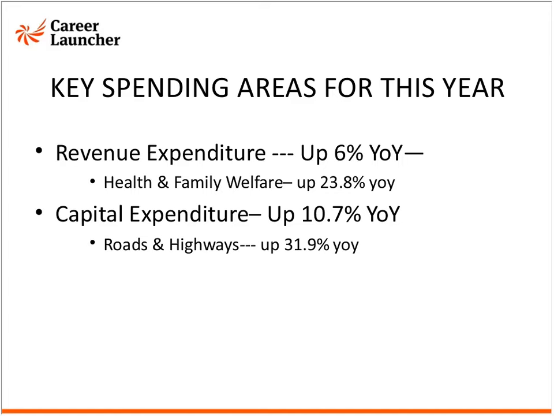Now coming back to your budget, you are basically going to see this, it could be asked to you all. Key areas for this year of spending is your revenue expenditure, which is up 6%. In revenue expenditure, health and family welfare has increased 23.8%, which is the highest increase. And if you see, your capital expenditure is up 10.7%, and in that your roads and highways has seen the maximum amount of increase, which is 31.9%.